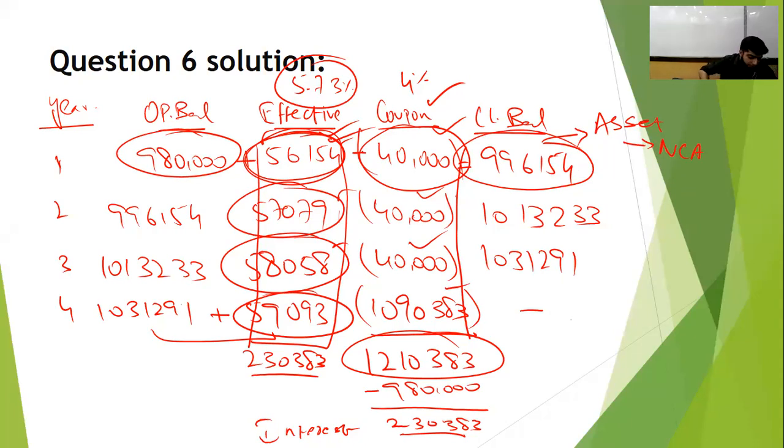Okay, now answer me, please listen to me very carefully. What amount of interest income is to be recognized in year three in P&L? Exactly. Very good. That is 58058. Excellent. And what amount of investment is to be reported in the balance sheet at the end of year three? Excellent. Perfect. That is 1031291. That will be the amount of investment to be reported in the balance sheet.